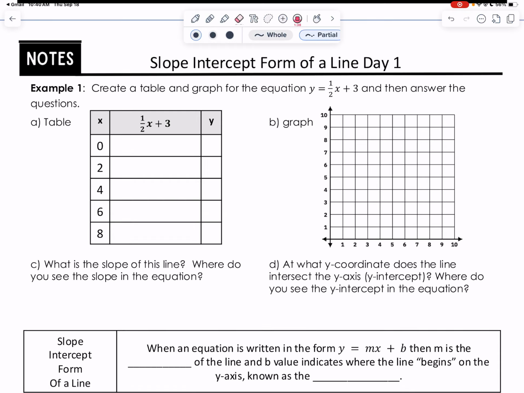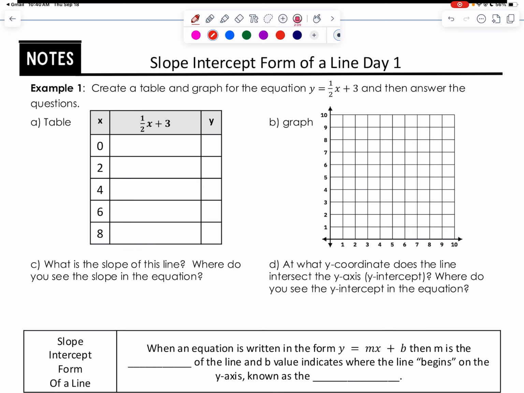In today's lesson, we will be exploring slope-intercept form of a line, part 1. In example 1, it says create a table and graph for the equation y equals 1/2 x plus 3, and then answer the questions. So in part A, they've given us a table with some x values, 0, 2, 4, 6, 8, and they want you to evaluate the algebraic expression 1/2 x plus 3 for each value of x to find its corresponding y value.